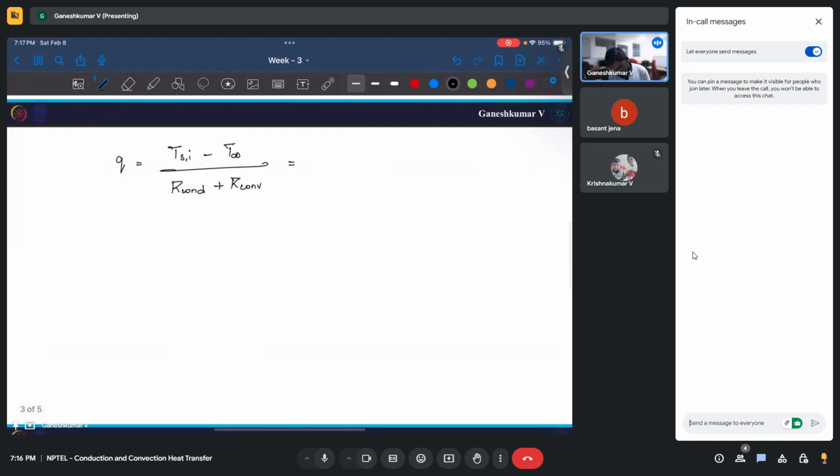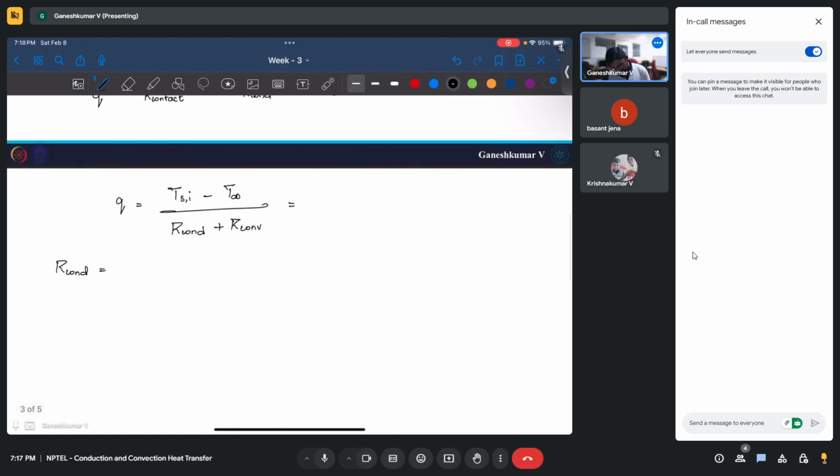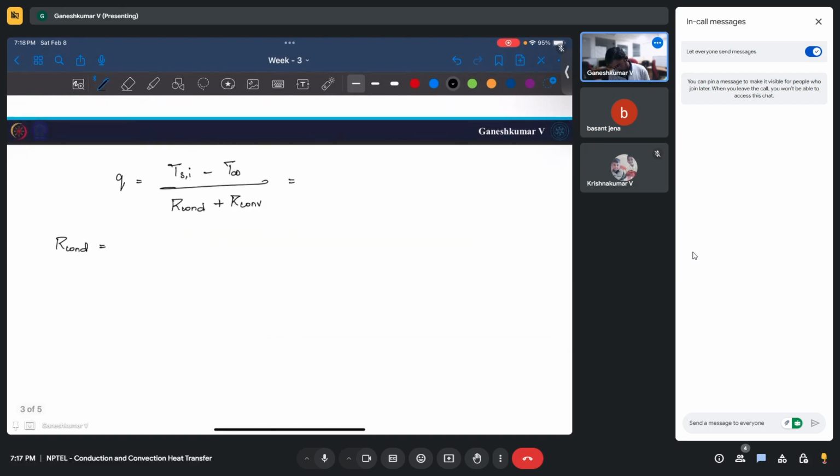So let's first find out what is R conduction and R convection. What is R conduction? Since it's cylindrical, you will have natural log of R2 by R1 divided by 2 pi KL. Here we are going to do it for per unit length, so this length we can keep it like that.